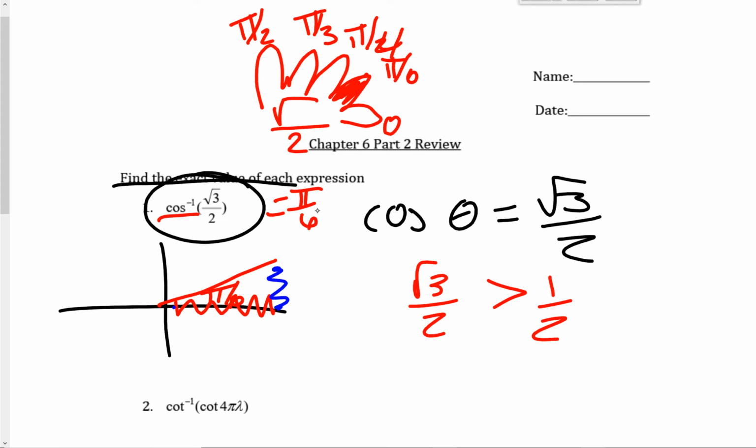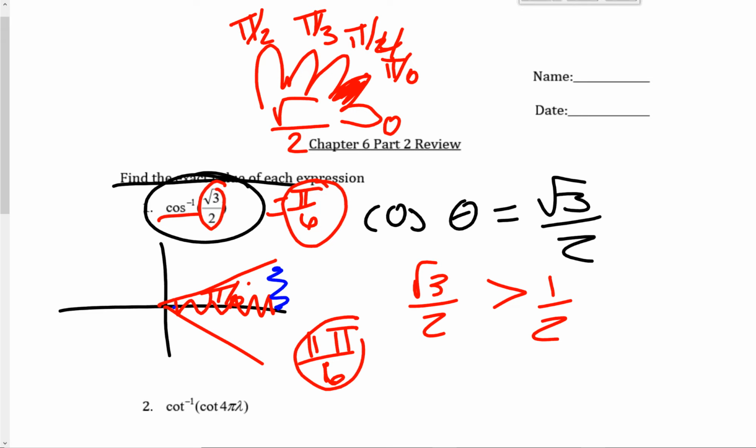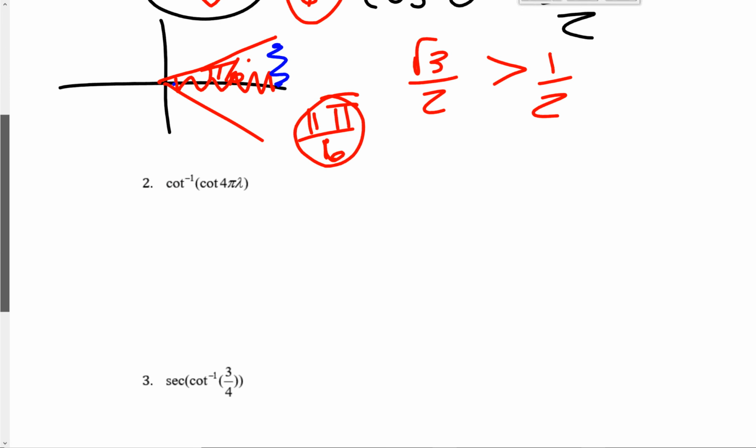But if you're looking at the unit circle, this is a positive root 3 over 2. So where's cosine positive? Well, it's in the first quadrant and it's in the fourth quadrant. So that would also mean pi sixth is an answer. So is 11 pi sixth, because that'd be the fourth quadrant. So those two answers. All right.